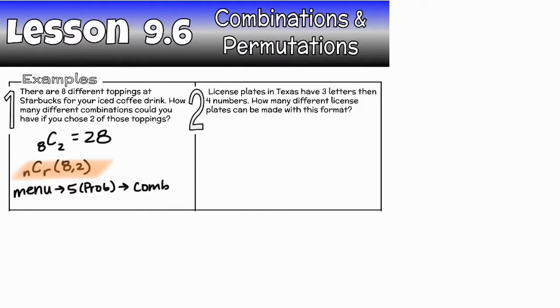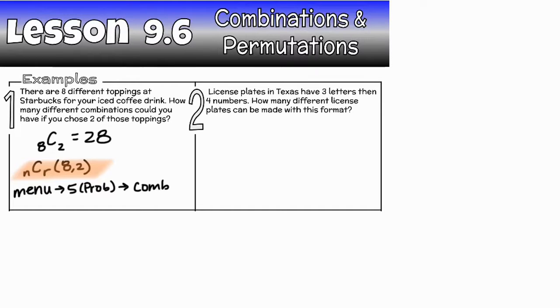All right, on the next one, we have license plates in Texas have 3 letters, then 4 numbers. How many different license plates can be made with this format? Now, this one's a little bit different. It's part of combination, but not exactly, because you can repeat the letters.